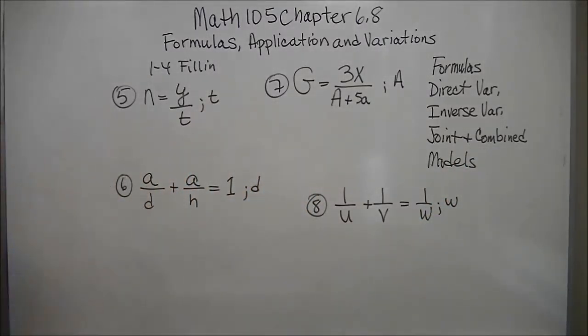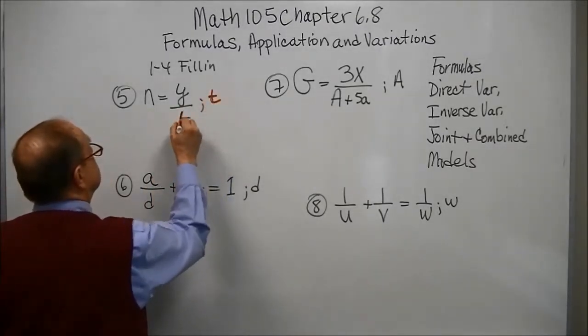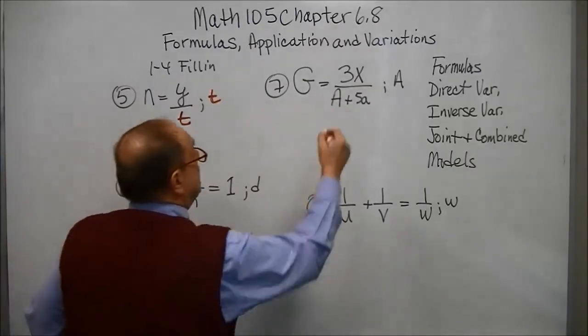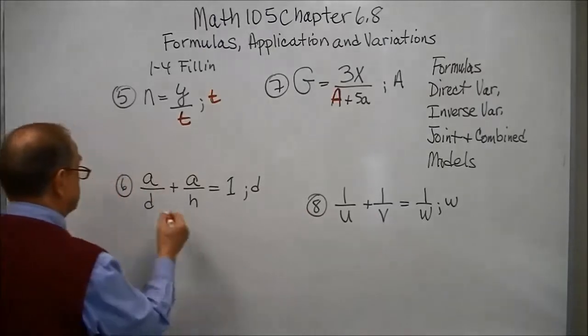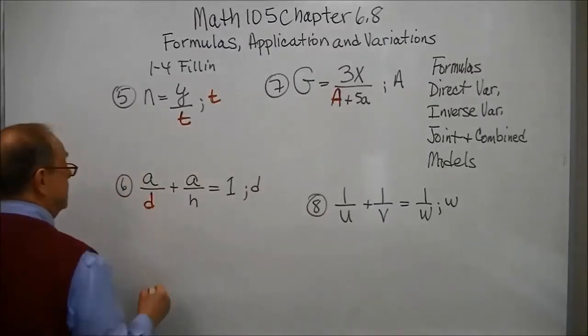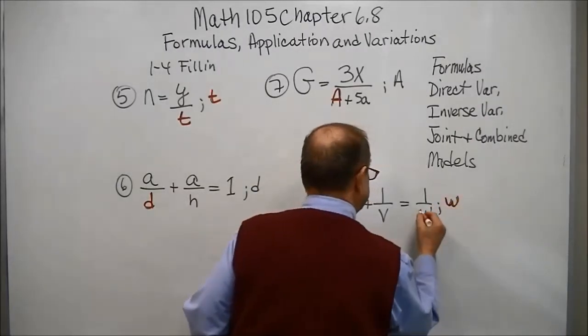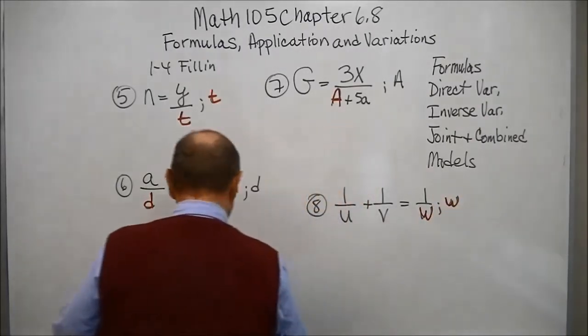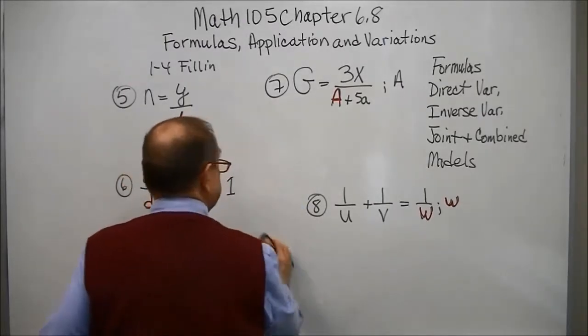So here are some of the formulas, and what they're asking us to do here is to solve for various letters within the formula. So here we want to find out what T is, which is right there. Here we want to solve for the letter A. Here we want to solve for the letter D. And here we want to solve for the letter W. So now that we've identified that, we can get rid of those.